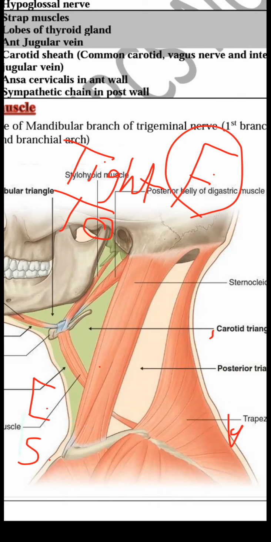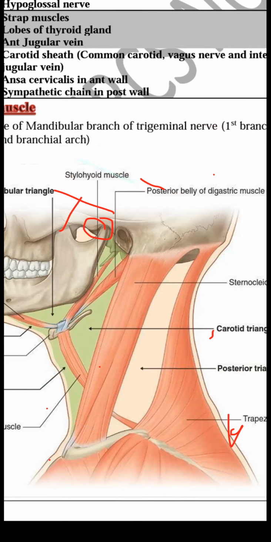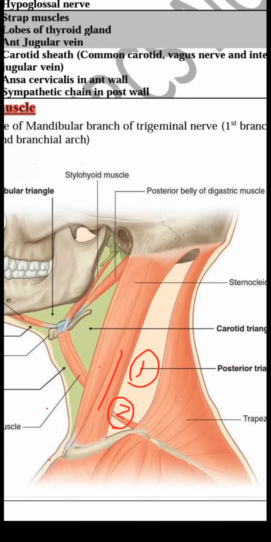Again, let's go through the contents of the posterior triangle from the start. I will repeat. First one is scalenus anterior. Second muscle is inferior omohyoid. I have finished muscles. Then two groups of lymph nodes, they are supraclavicular and occipital. I have finished lymph nodes.